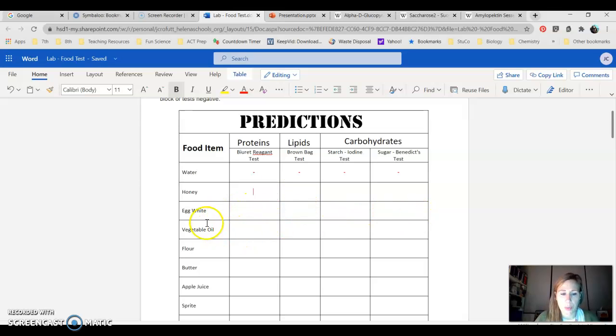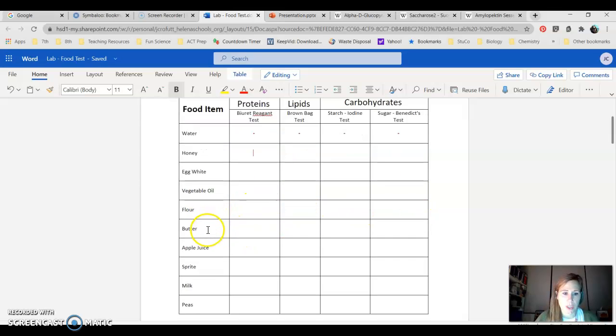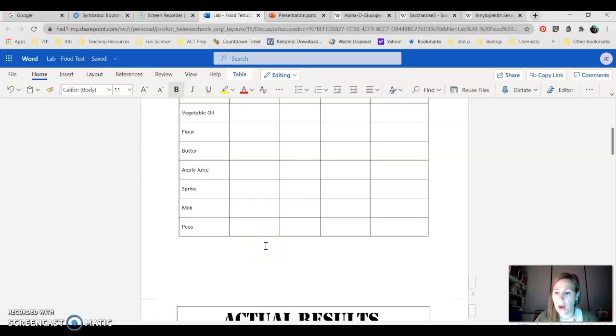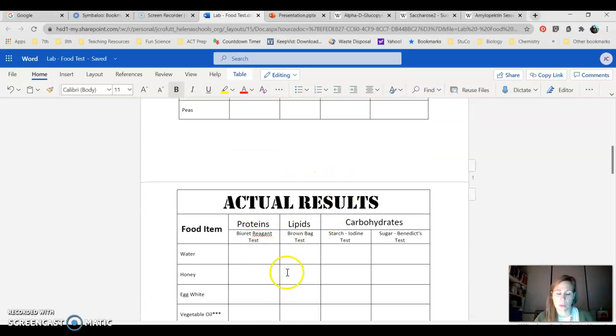So go through and make all your predictions for the rest of these: egg whites, vegetable oil, flour, butter, apple juice, Sprite, milk, and peas. Once you've made your predictions for all of these, then you can go do the lab part of this. So this is your actual results.